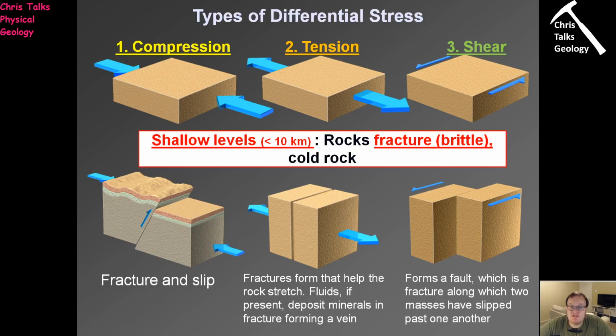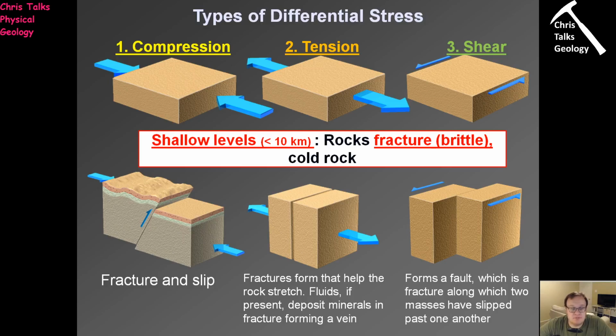Now let's move on to the types of differential stress. Remember, there are 3 types of differential stress: compression, tension, shear. Tension, if you remember, can also be called extension. So when we're in the brittle regime, so that's the upper 10 kilometers of the Earth's crust, what's going to happen when we expose a rock to compression, tension and shear?